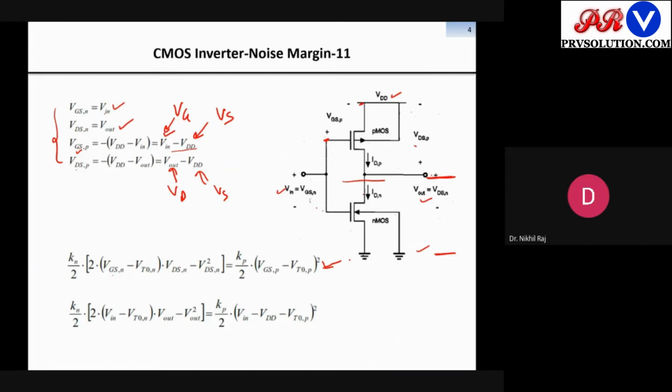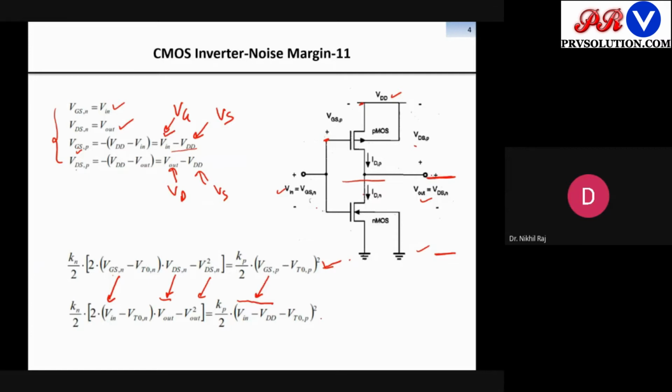So VGS of N will become V in, VT naught will remain as is, VDS of N will become V out, and this will be your V out square, and the rest will remain the same. What about VGS of P? So VGS of P is V in minus VDD. So V in minus VDD will come out here, and VTP is constant.